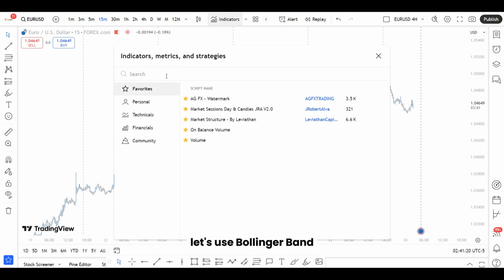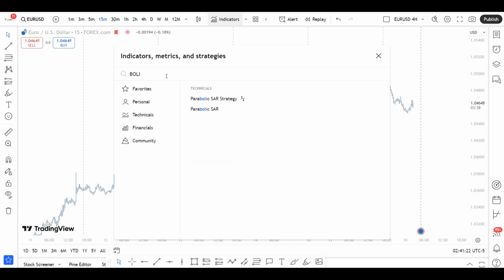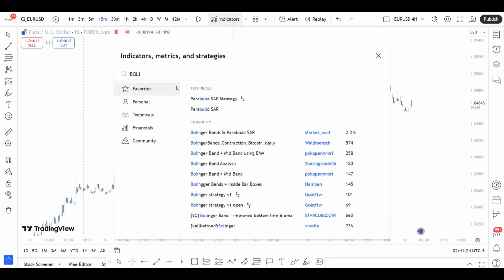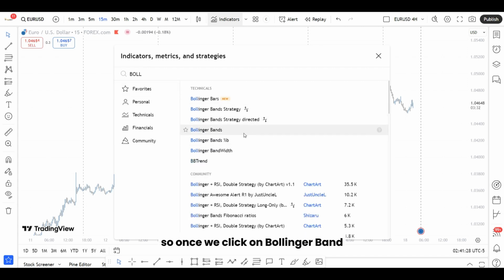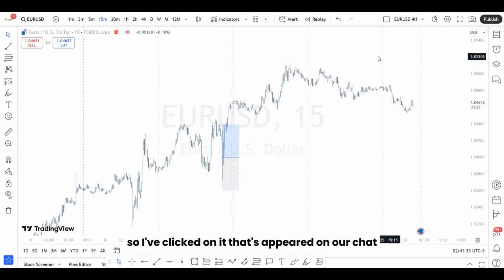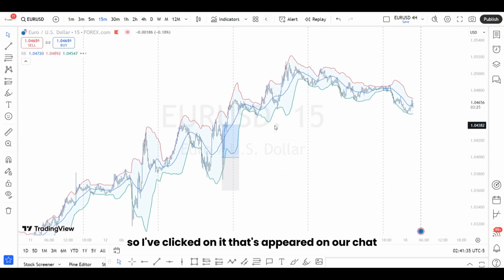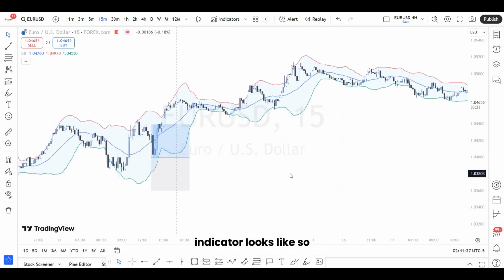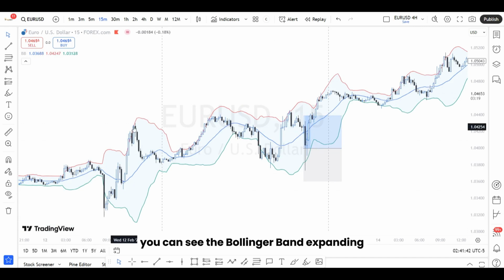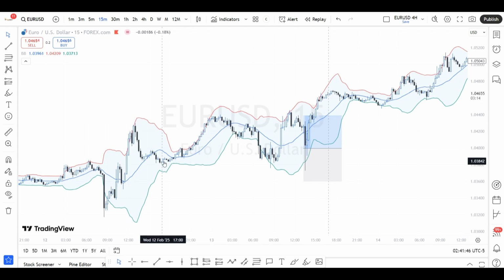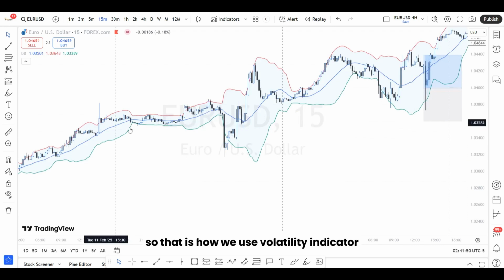For this example, let's use the Bollinger Band. Once we click on the Bollinger Band, it's going to appear on our chart. So we clicked on it and it appeared on our chart, and you can see what the Bollinger Band indicator looks like. When there is high volatility in the market, you can see the Bollinger Band expanding, and when there is low movement in the market, you can see the Bollinger Band contracting. So that is how we use the volatility indicator.